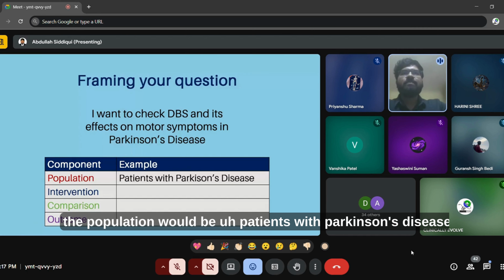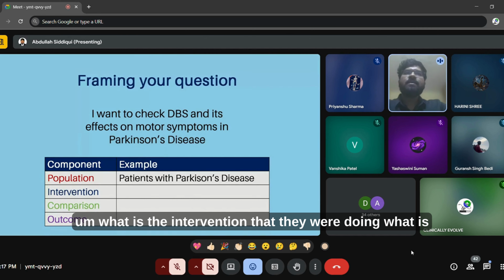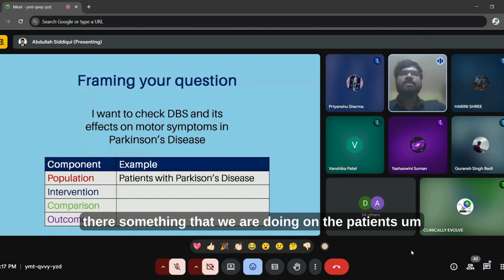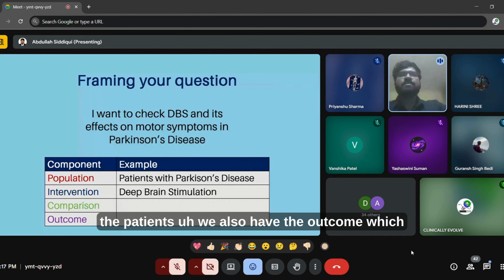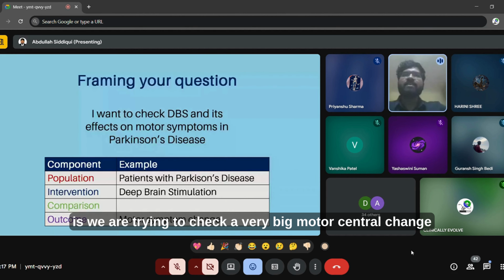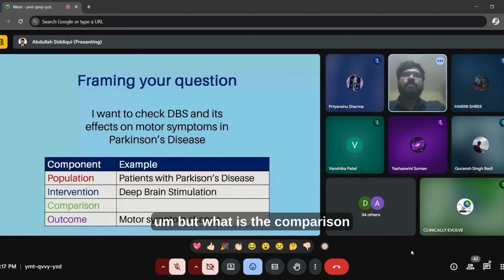So yeah, the population would be patients with Parkinson's disease. What is the intervention that they were doing? Is there something that we are doing on the patients? So yeah, we are doing something called deep brain stimulation on the patients. We also have the outcome, which is we are trying to check if there is any motor symptom change.